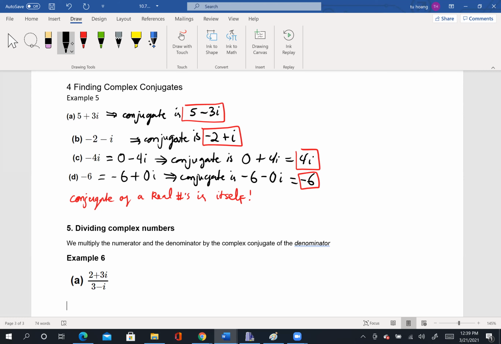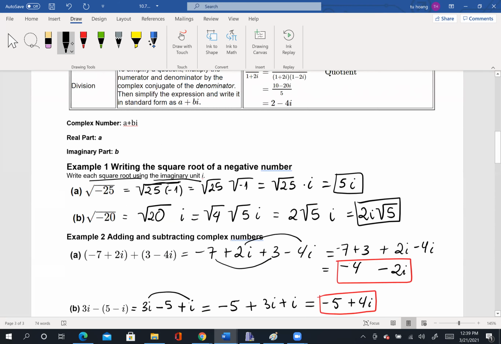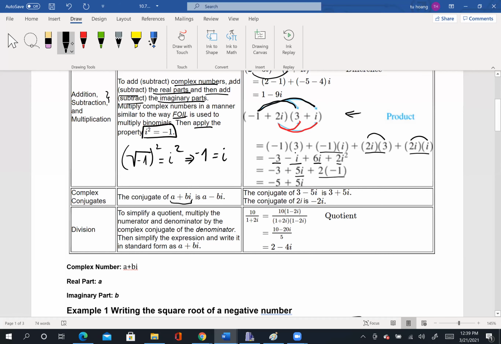In order to divide complex numbers, let's move on. If I have division over here, to simplify a quotient, multiply numerator and denominator by the complex conjugate of the denominator. Then you simplify the expression and write it in the standard form as a plus bi.